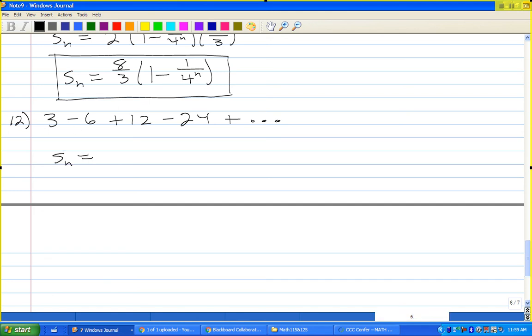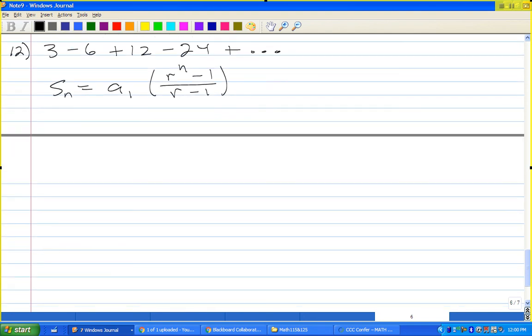And so I want to find the sum of the first n terms. Well, I know that Sn is equal to a1 times r^n minus 1 over r minus 1. So that's the sum of the first n terms. So let's figure out what this is equal to. So S sub n is equal to a1. Well, the first term is 3 times, well, 3 times negative 2 is negative 6. Times negative 2 is 12. Times negative 2 is negative 24. So r in this case is negative 2.